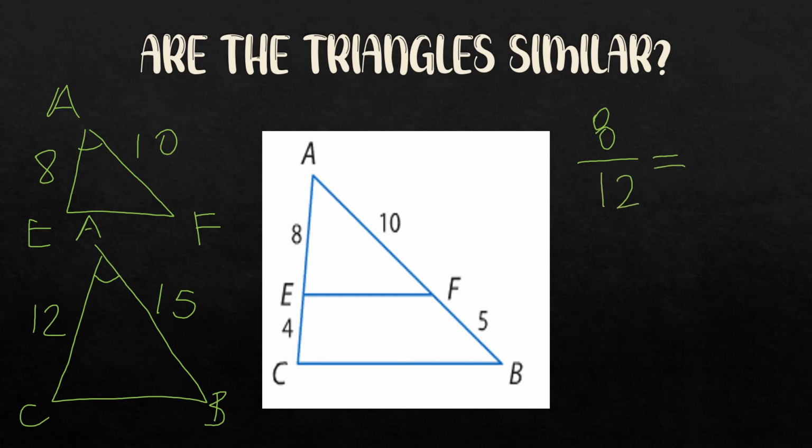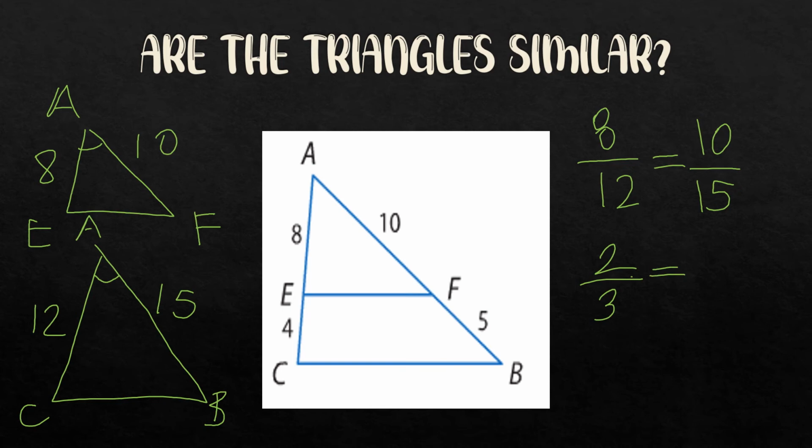Longer side in the top triangle is 10, longer side in the bottom triangle is 15. So to check this, reduce them, change them to decimals, or cross multiply, whichever you prefer. I'm just going to reduce them. 8 divided by 4 is not 3, it is 2. Let's do that again. And then 12 divided by 4 is 3.